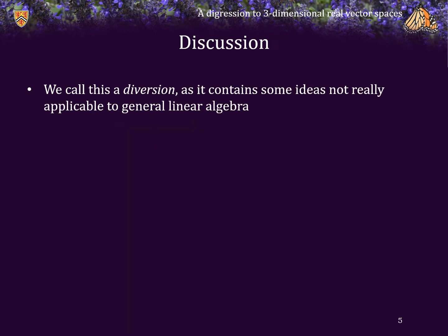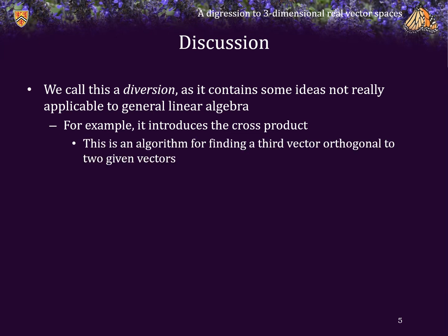We call this a diversion as it contains ideas that are really not applicable to linear algebra in general. For example, it introduces the cross product, which some of you have already seen. This is essentially an algorithm for finding a third vector that is orthogonal to 2 given vectors. Of course, this is only going to be possible in R3.